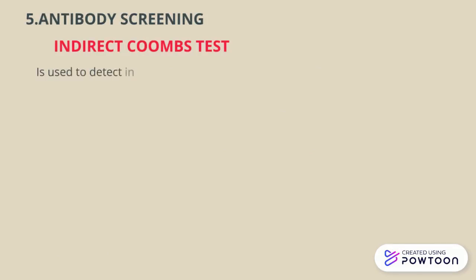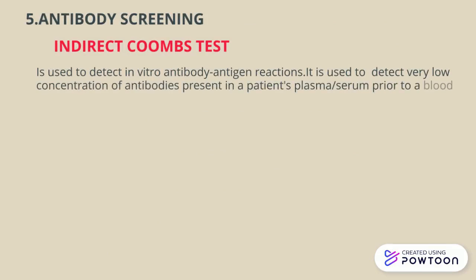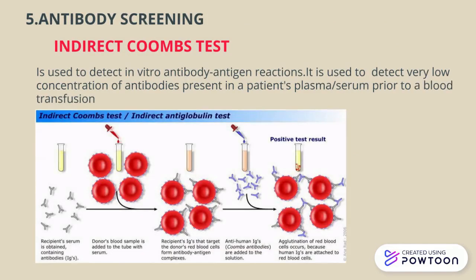Here we perform an important test which we call the indirect Coombs test. This is used to detect in vitro antibody-antigen reactions. It is used to detect very low concentrations of antibodies present in a patient's plasma or serum prior to a blood transfusion. If you look at this diagram, I think we can have a clear understanding.